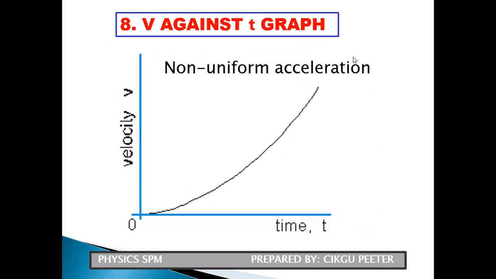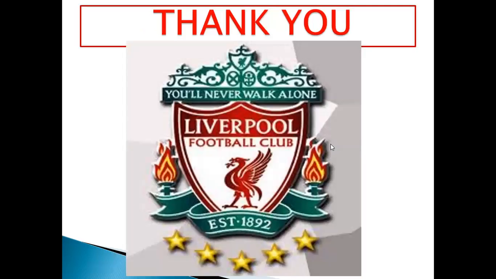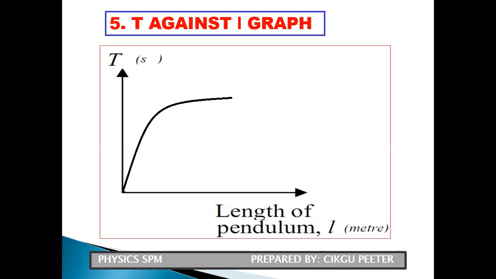So this one is a non-uniform acceleration because you see the gradient here is increasing slowly. As I said earlier, in a velocity against time graph, the gradient represents acceleration. So when I see this graph, the gradient is increasing slowly, so it's a non-uniform gradient, and therefore a non-uniform acceleration. You can tell it's increasing. All right. Done with that part.